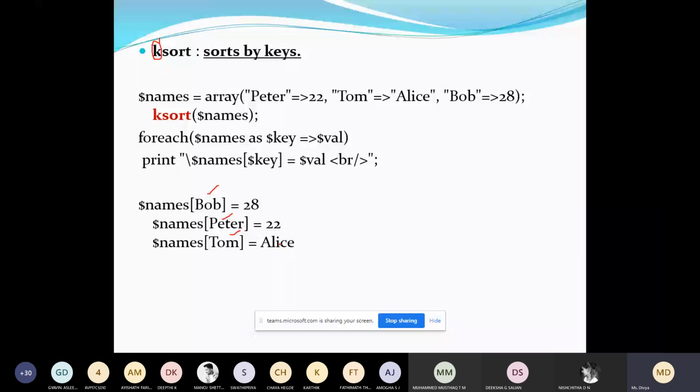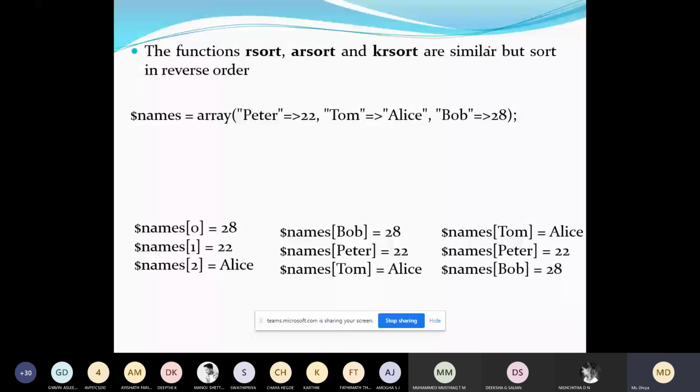Okay, only to sort the array based on the key. Similarly, you have different functions: rsort, arsort, krsort and so on. They are similar to sort, but the only thing is it is for sorting in the reverse order, so this is in descending order. You can see here, this is the array. This is for rsort, it will sort in the reverse order.